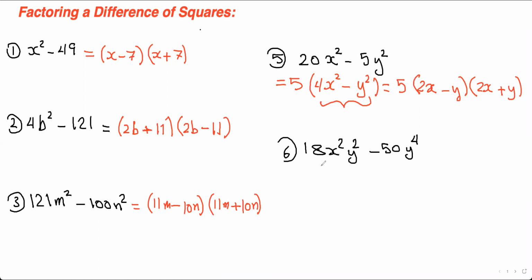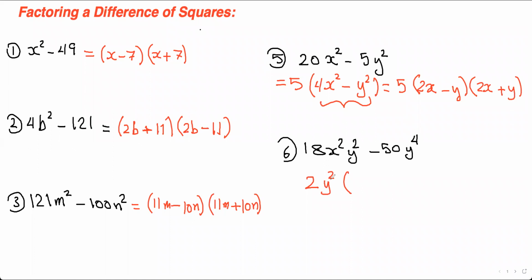The same here. We have to take out the greatest common factor first. So the greatest common factor between 18 and 50 is 2. But also we said if we have variables that exist in both terms, we have to take one of them out as the greatest common factor, and you take the one with the lowest exponent. So y squared is the lower exponent than y to the 4. So we take y squared out.